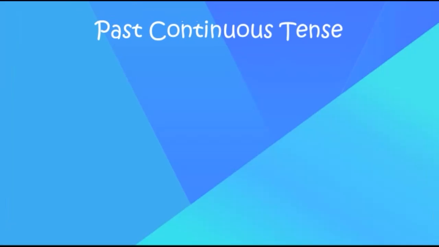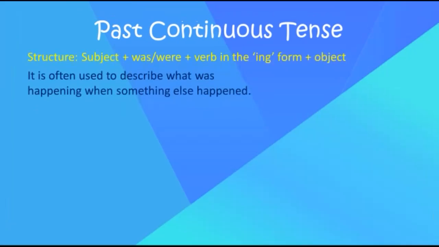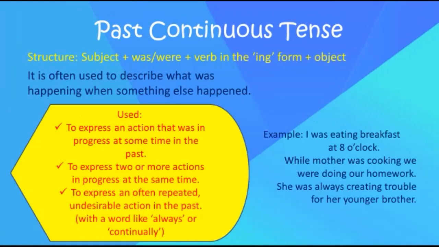The next is past continuous tense. Its structure is subject plus was or were plus verb in the ing form plus object. It is often used to describe what was happening when something else happened. Like an action was continuing in the past, but some action stopped it. For example, I was eating breakfast at 8 o'clock. So here we used past continuous, that I was eating.